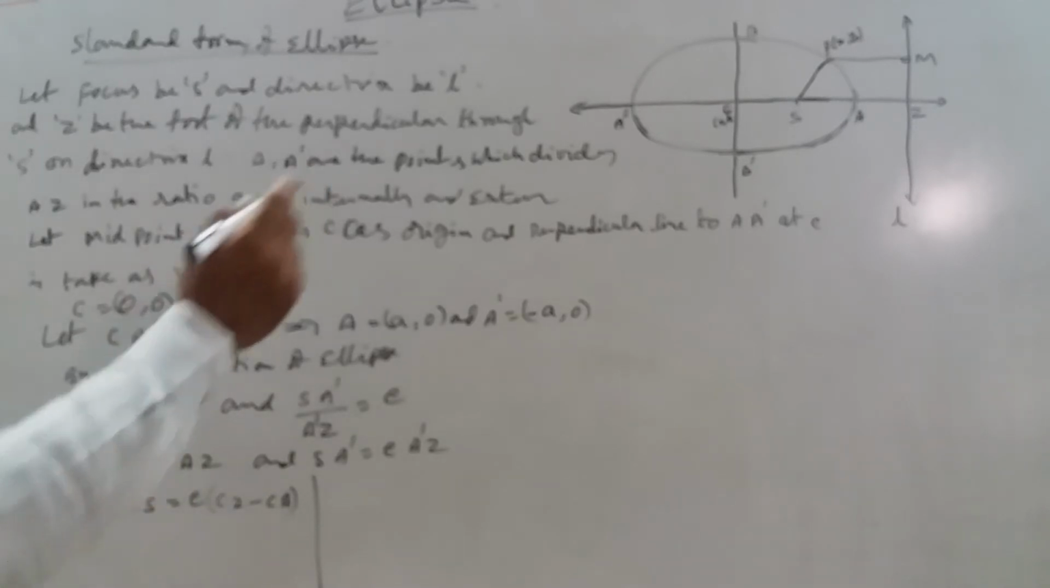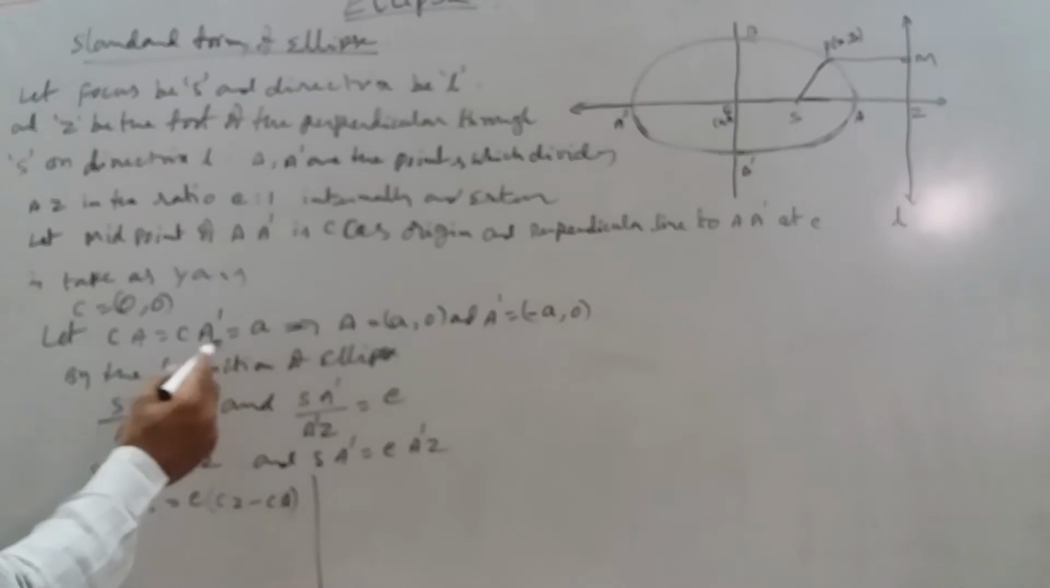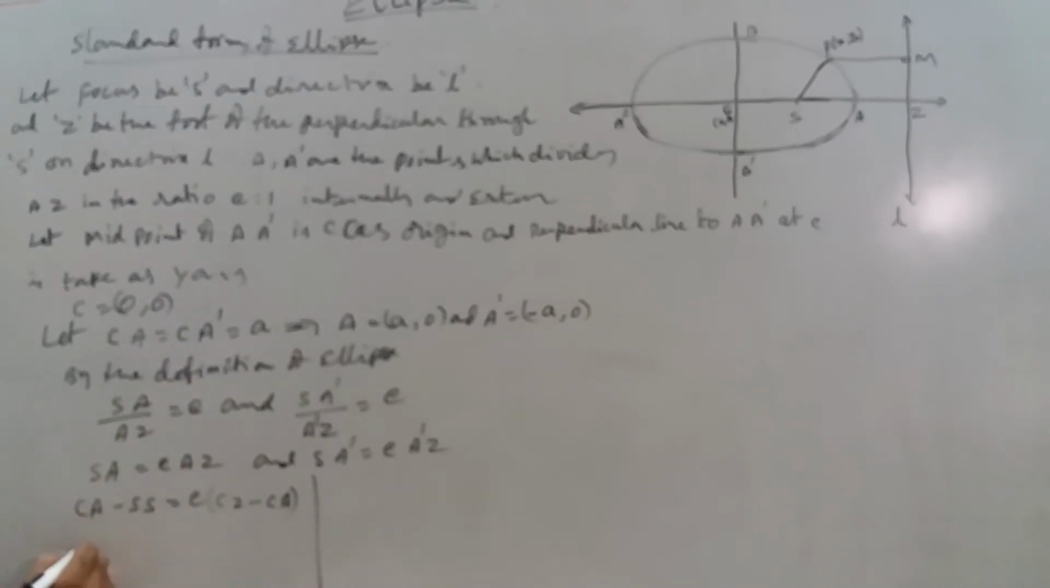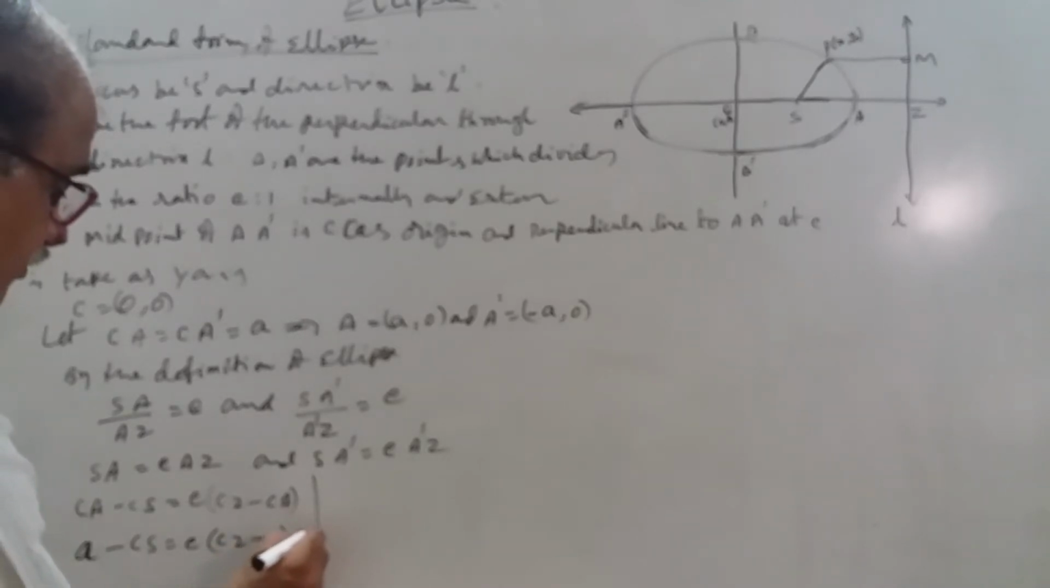Here the distance CA is equal to a, and CA dash is equal to a. By using that, CA minus CS, small a minus CS, is equal to e into CZ minus a. We don't know CZ, but we know CA. Put this as equation 1.